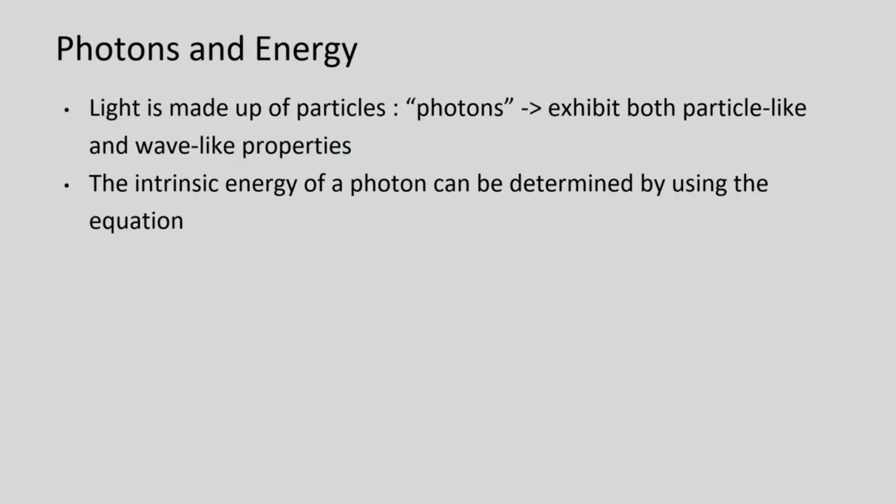Now, let us look at what exactly light constitutes. Light is made up of particles called photons, and these photons exhibit the properties of both: they behave like a particle or like a wave. So, what is the energy of a photon and how do we compute it?